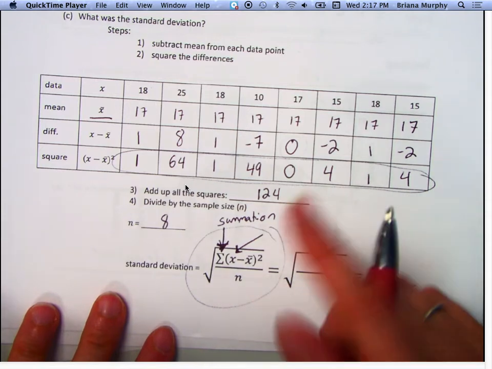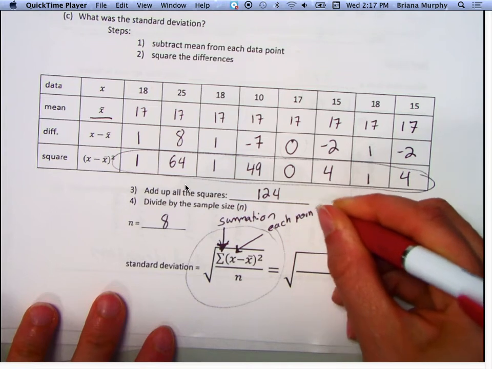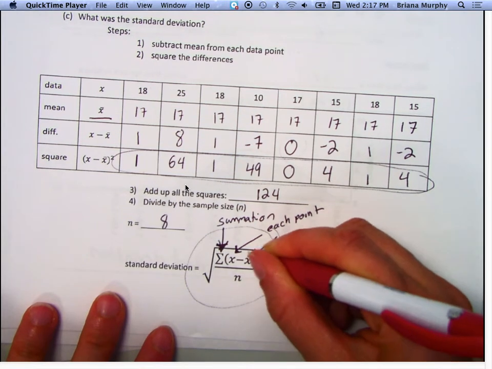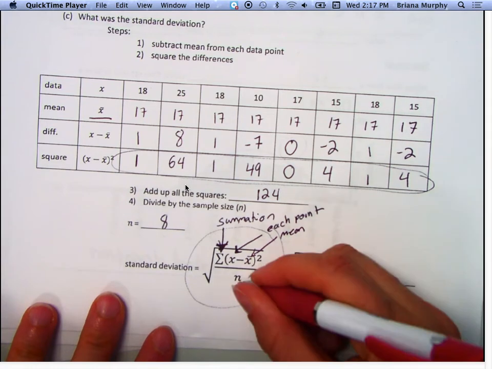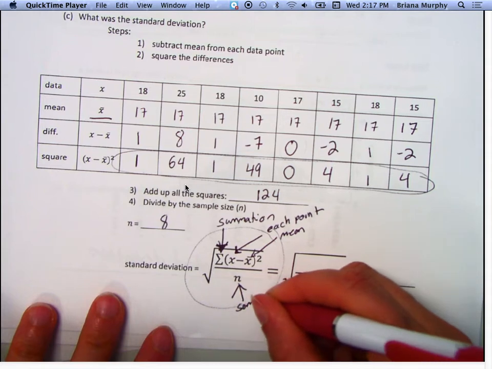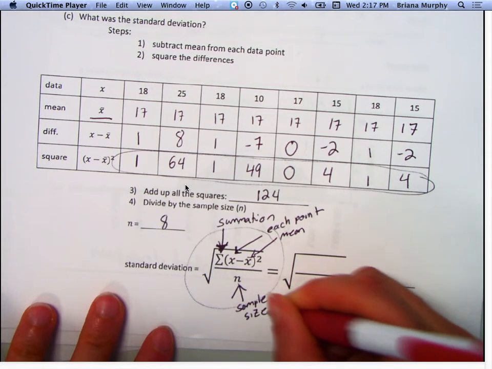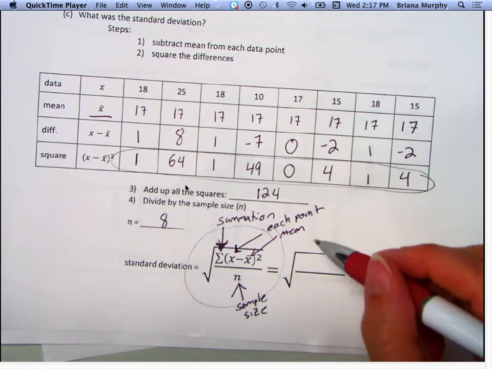Right here, this x is each point. This little thing is the mean, x with a line over it. And n is the sample size. How do you put that in your calculator? You don't. We're not doing the calculator part yet. What did we find? Everything.